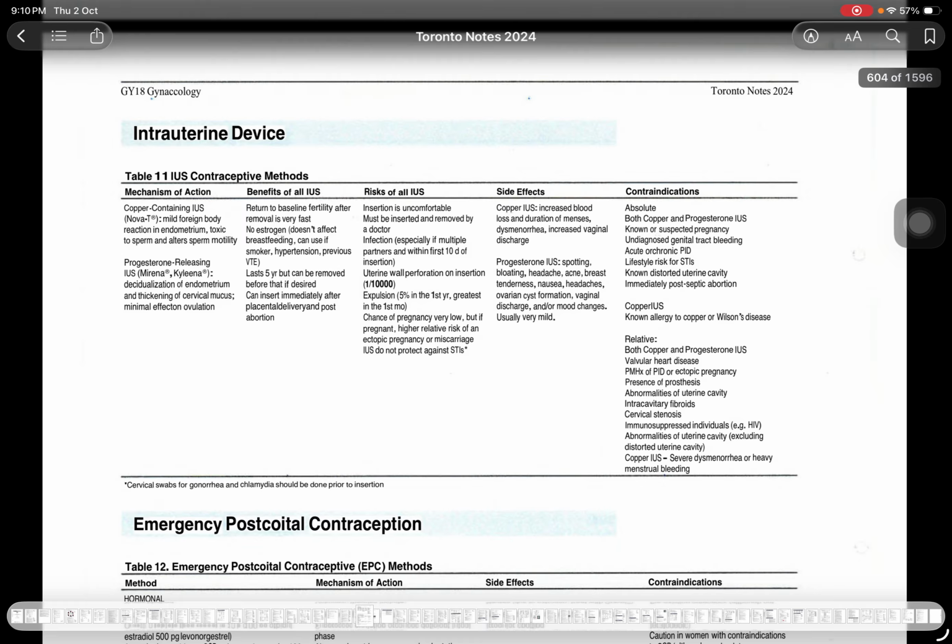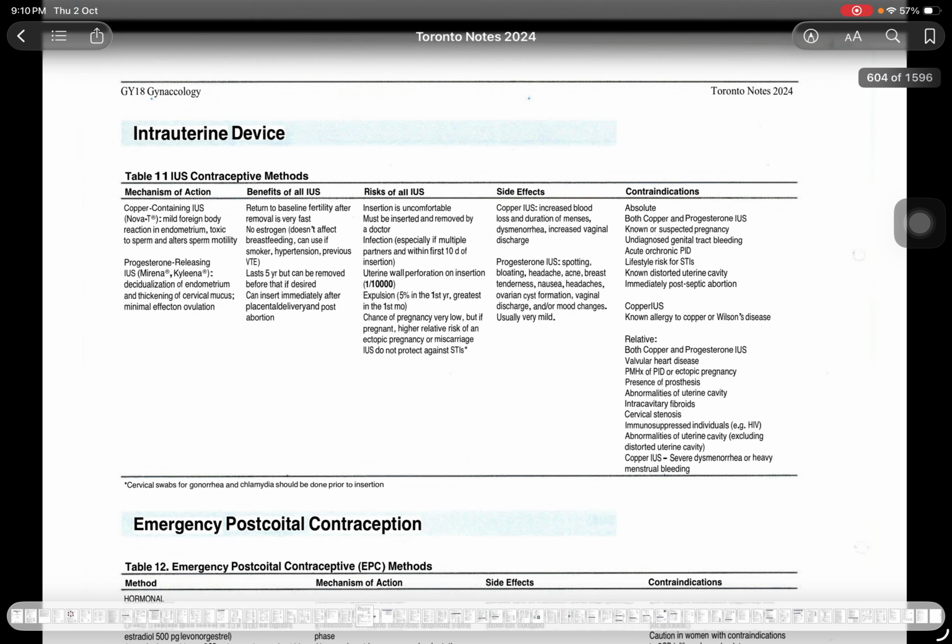An absolute contraindication for both copper and progesterone IUS is known or suspected pregnancy. If there's suspected pregnancy, you're not supposed to use the copper one. Undiagnosed genital tract bleeding, acute or chronic PID, lifestyle risk of STI, known distorted uterine cavity, immediate post-septic abortion, or known allergies to copper or Wilson disease are contraindications for the copper IUS.